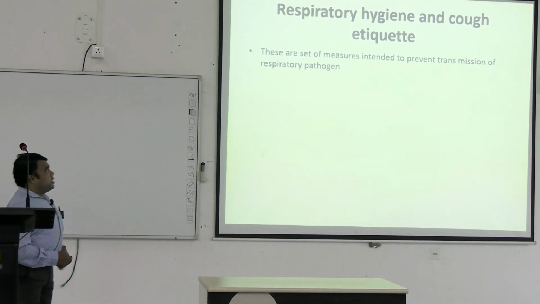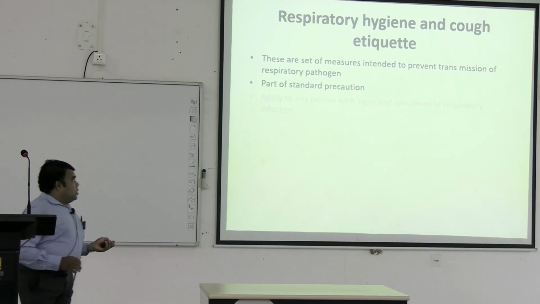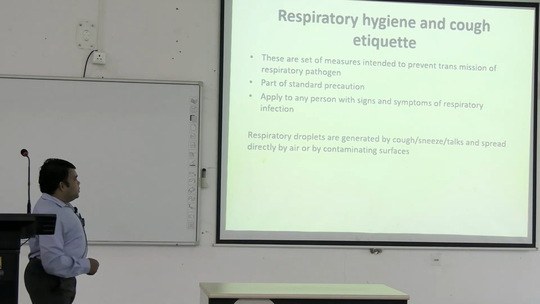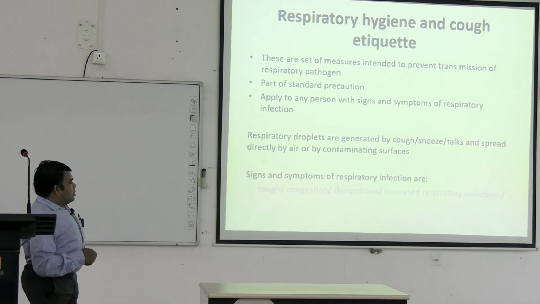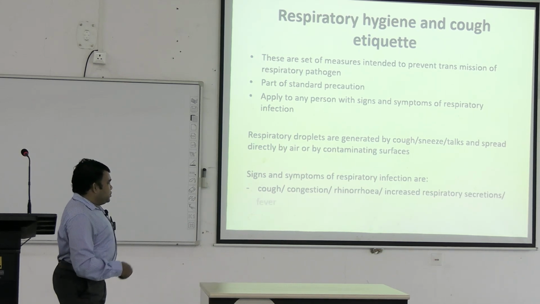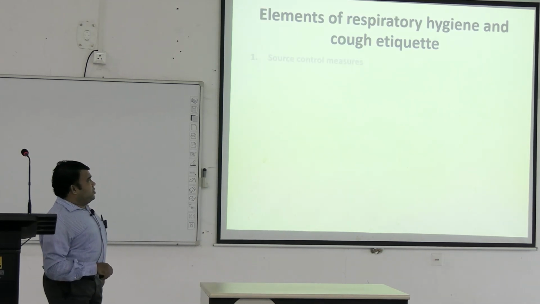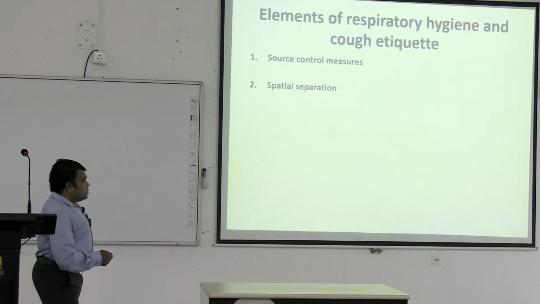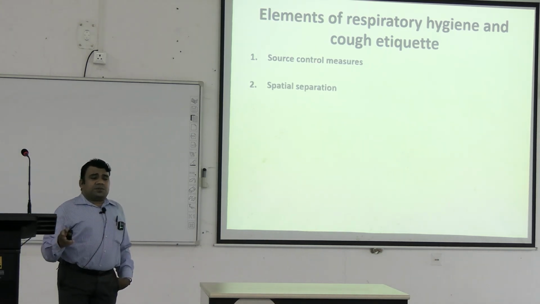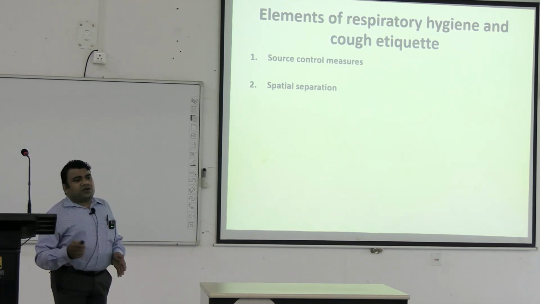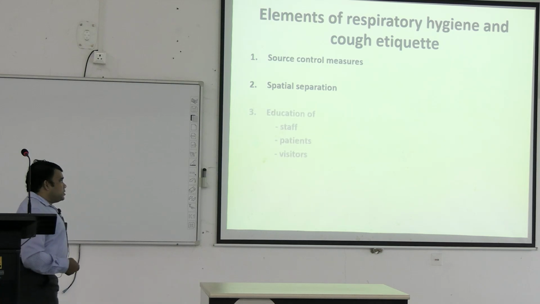Coming to respiratory hygiene and cough etiquette. This must be done for any person with signs and symptoms of respiratory disease. So, what are the signs of respiratory disease? Cough, congestion, rhinorrhea, increased respiratory secretion, or patient having fever. So, what are the important features? Source control measures and spatial separation. Spatial separation means to keep those patients at least more than 3 feet away from each other. That is the spatial separation.